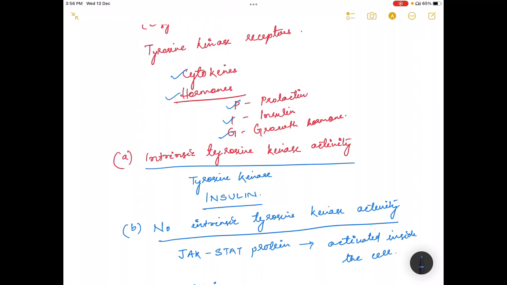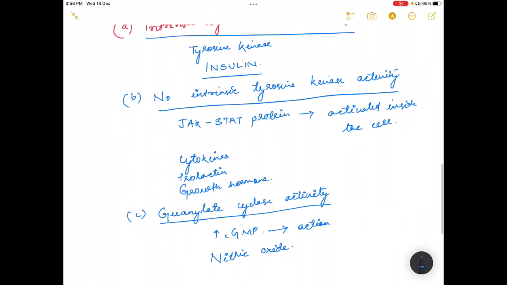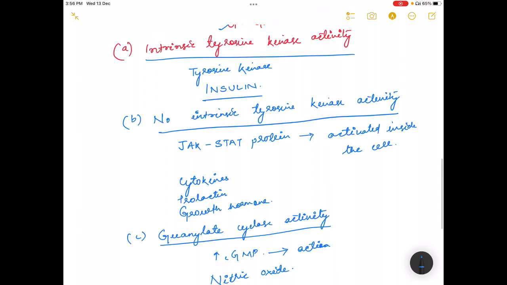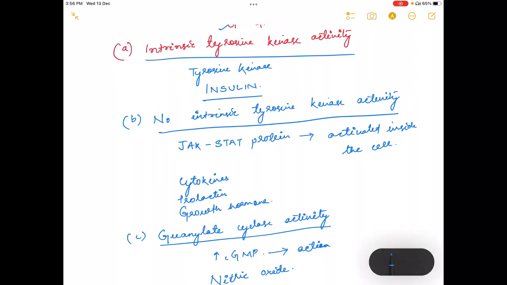Second, which does not have an intrinsic tyrosine kinase activity. And the third one, that has a guanylate cyclase activity. So the receptors having tyrosine kinase activity, an example is insulin. Now without tyrosine kinase activity, or no intrinsic tyrosine kinase activity, it activates a protein. The drug binds to the receptor and it activates a protein. That protein is known as JAK-STAT protein.